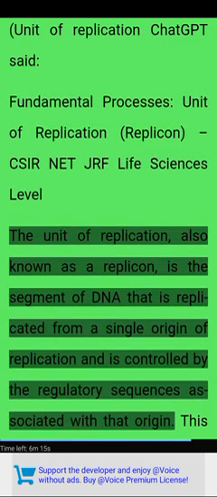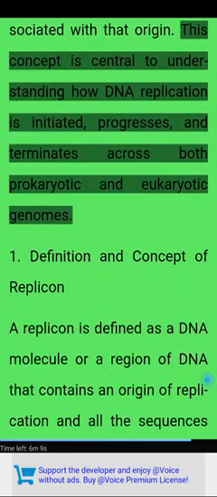The unit of replication, also known as a replicon, is a segment of DNA that is replicated from a single origin of replication and is controlled by the regulatory sequences associated with that origin. This concept is central to understanding how DNA replication is initiated, progresses, and terminates across both prokaryotic and eukaryotic genomes.